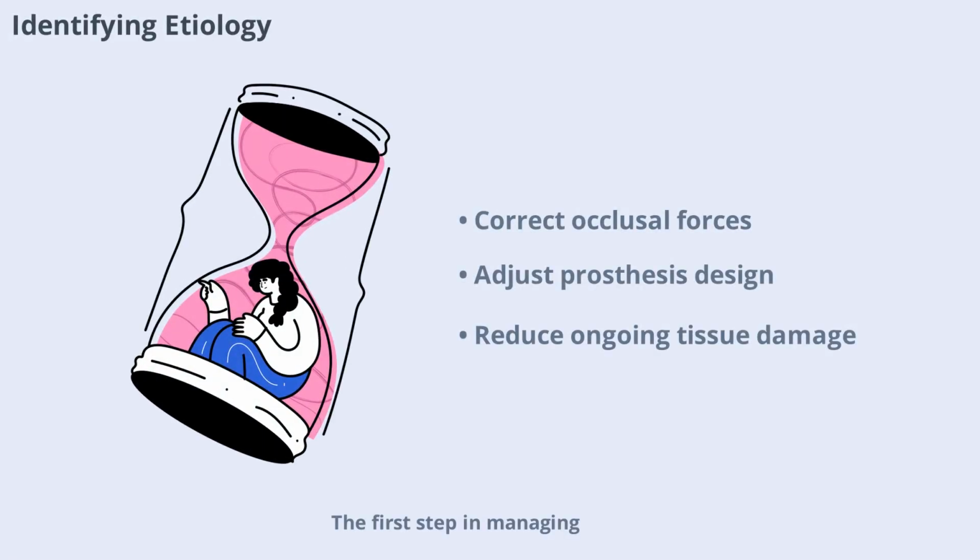The first step in managing peri-implantitis is to address its etiology. This means identifying and correcting the factors that contribute to the disease. Common causes include excessive occlusal forces, which can be managed by adjusting the patient's bite, and issues with the prosthesis design, which may require modification. By targeting these underlying issues, clinicians can reduce ongoing damage and create a more favorable environment for healing. Addressing etiology sets the foundation for all subsequent therapies and helps prevent recurrence.